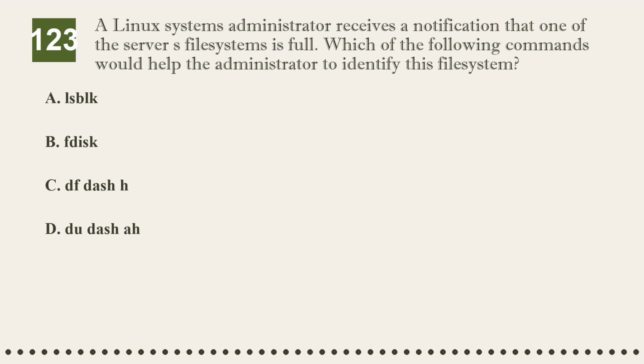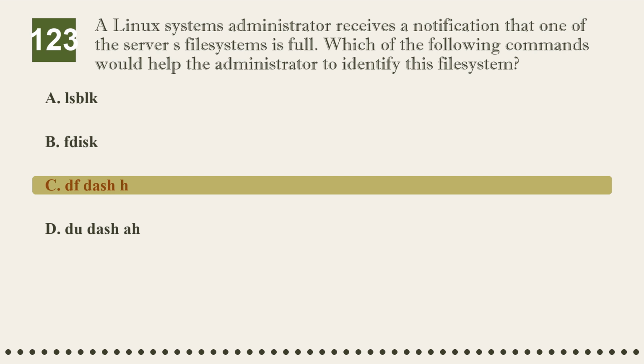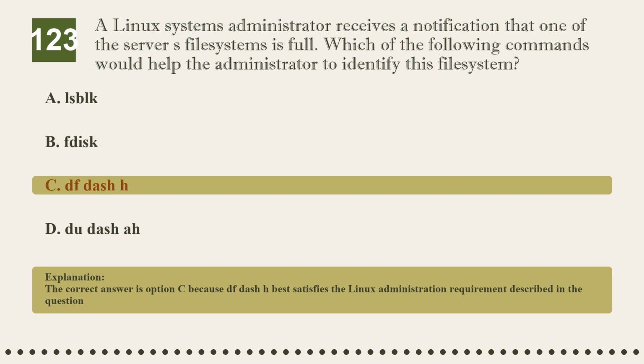Question 123. A Linux systems administrator receives a notification that one of the server's file systems is full. Which of the following commands would help the administrator to identify this file system? Option A, lsblk. Option B, fdisk. Option C, df -h. Option D, du -a. The correct answer is option C, df -h. The correct answer is option C because df -h best satisfies the Linux administration requirement described in the question.